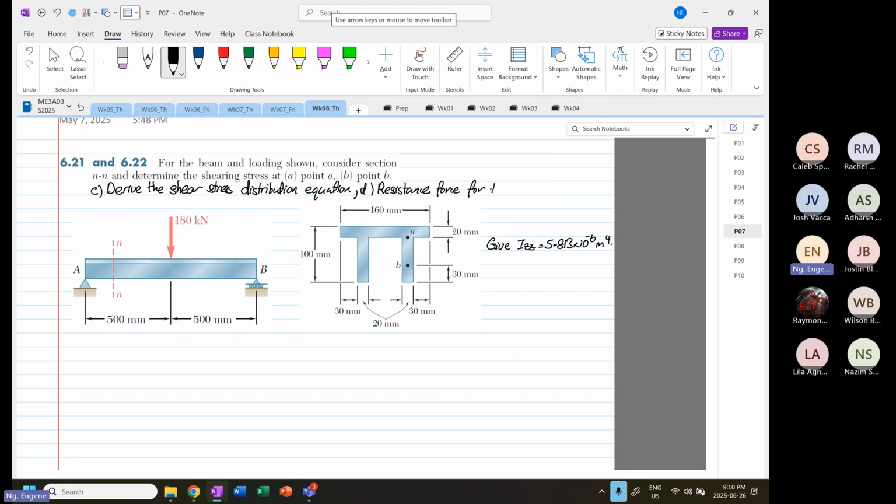for the flange and web. Okay, so that is what we are going to deal with. Okay, so now we have a beam that is simply supported.